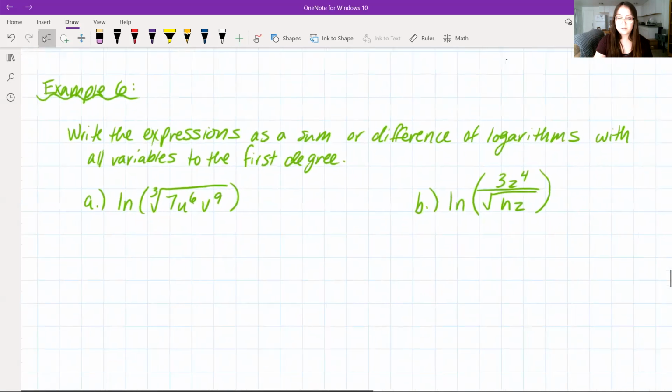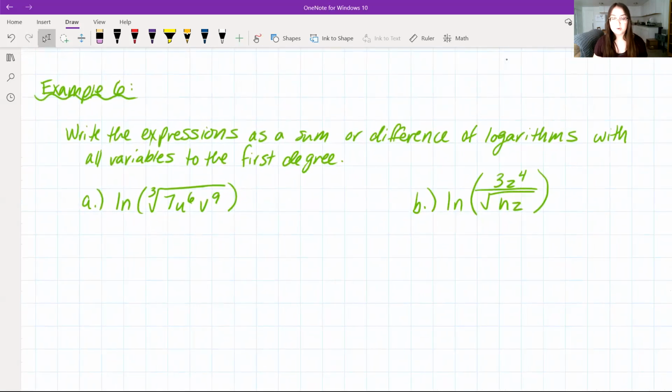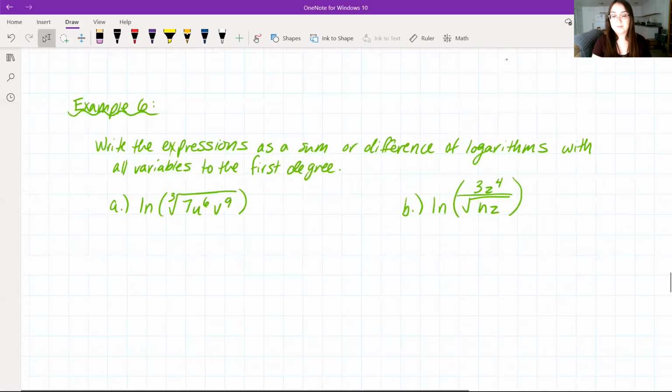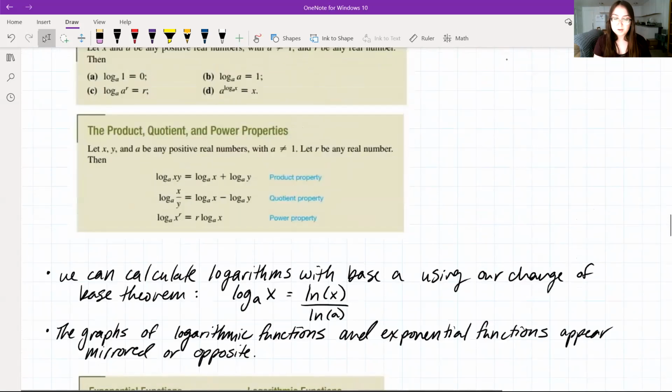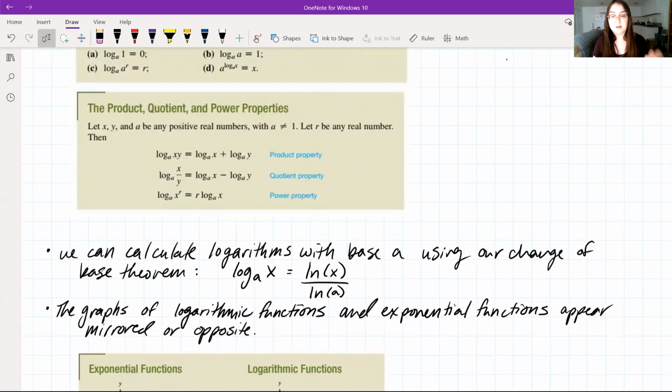All right, so now we can do example 6. What we're going to do here is write the expressions as a sum or difference of logarithms with all variables to the first degree. So this is saying that we want to take this equation that has multiplication and an exponent, and write it out as a sum, so we're going to have terms adding up or terms being subtracted from one another. And then we don't want any exponents. We want them all to be worked out using our properties. So just another quick look at our properties here that are going to be really important, our product, quotient, and power properties. Now we can use them.